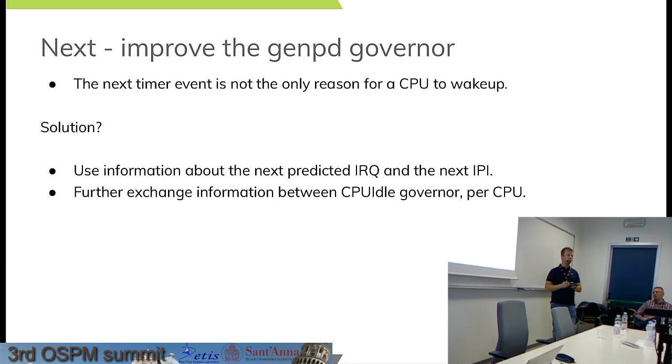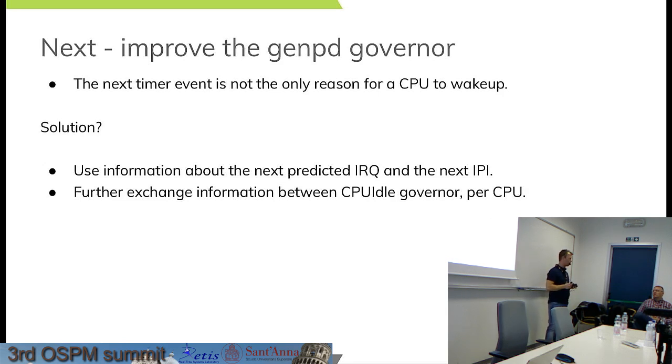So the governor in MPD today that deals with CPUs only takes timers, the next timer event, into account when selecting an idle state. So this is something that deserves improvements. At this point, I'm not really sure how, but I guess there are kind of two options there. In one way, I want to get some information about the next IRQ and the next IPI. Yes, I'm hoping for that in the long run. And another option is to extend and share more information between CPU idle governors on a per CPU basis.